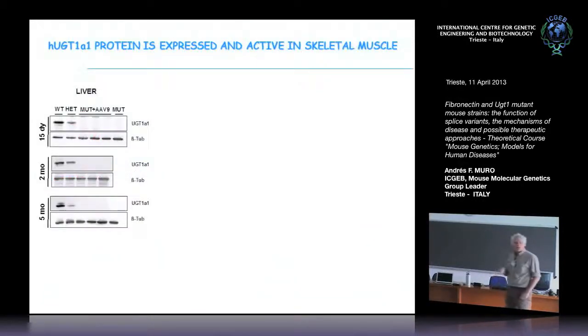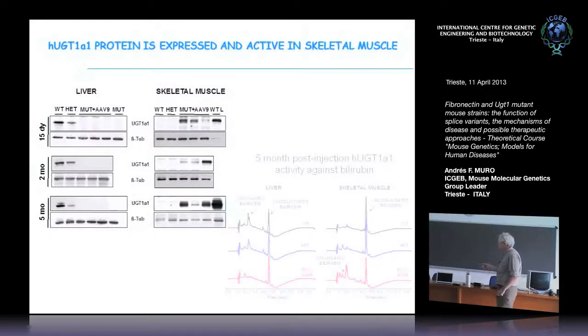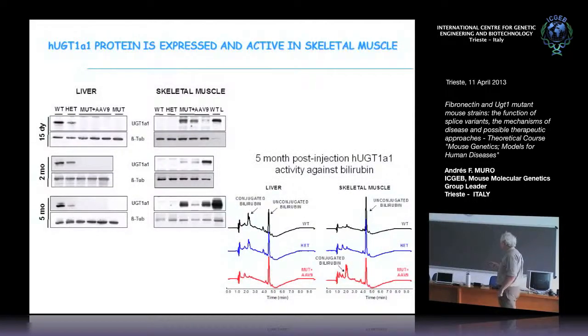But what happened when we analyzed the molecular expression of the transgene? We saw that in the liver there was no expression, and this was very surprising because we thought that CMV promoters should be active and very strong. We observed expression mainly in the skeletal muscle with high levels. And when we measured activity, obviously we didn't find activity in the liver, and glucuronidation activity was present only in the skeletal muscle.